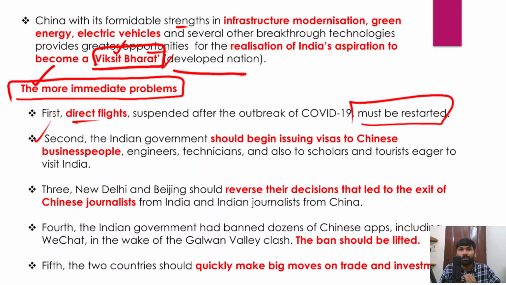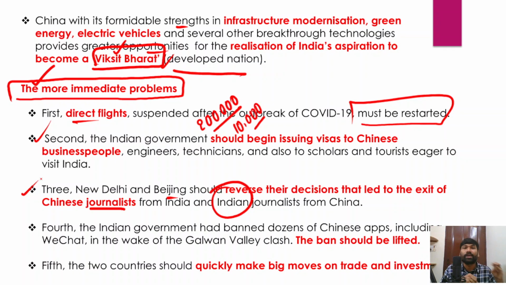And in fact, recently there have been calls from different trade bodies that India should immediately resume giving visas to Chinese personnel. Right, so in this context, if we talk about the number of visas given by the two countries, China has given around 2 lakh visas in the last year, and India has given only 10,000 visas. So that is also being pointed out by the author. And third, New Delhi and Beijing should reverse their decisions that led to the exit of Chinese journalists from India and Indian journalists from China. So this should also be reversed by both countries.